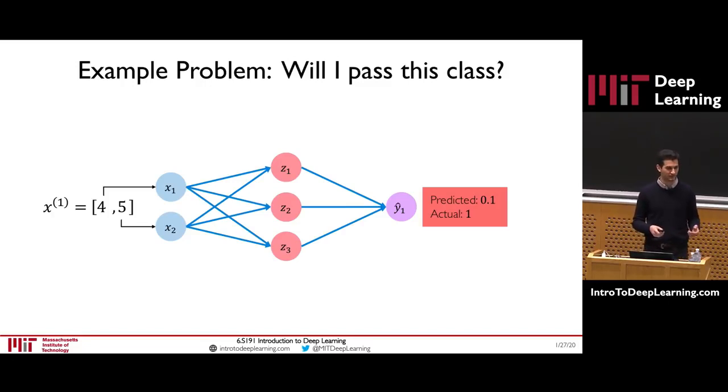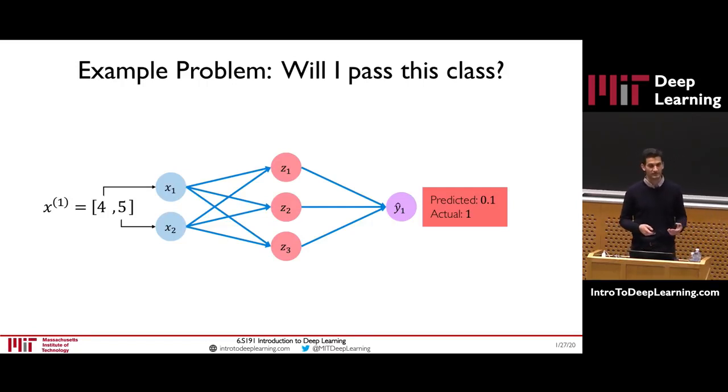Now, does anyone have an idea of why the network was so wrong in this case? Maybe the weights weren't right? Yeah, exactly. So we never told this network anything. The weights are wrong. We've just initialized the weights. In fact, it has no idea what it means to pass a class. It has no idea of what each of these inputs mean, how many lectures you've attended, how many hours you've spent on your final project. It's just seeing some random numbers. It has no concept of how other people in the class have done so far.